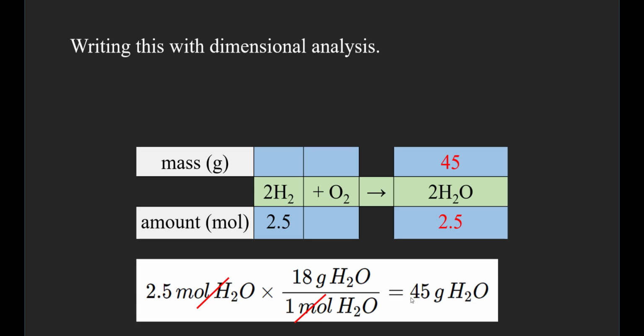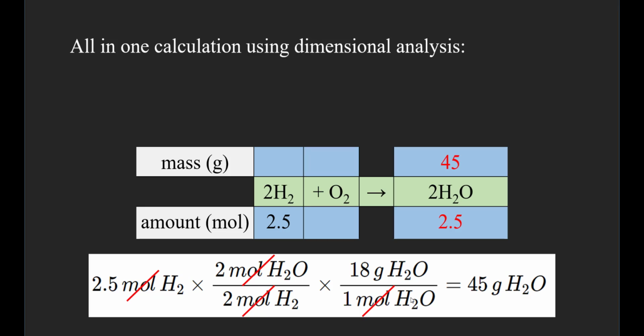And then finally, writing it all in one big step so you see it from the beginning: I've got 2.5 moles of hydrogen. The ratio from the water to hydrogen is 2 to 2. And from there I multiply by the grams per box, which is 18, to get the 45.